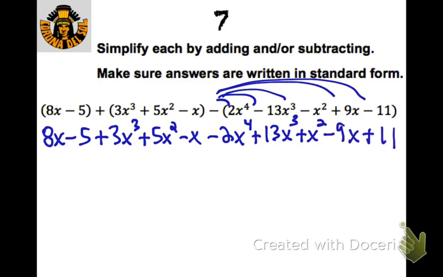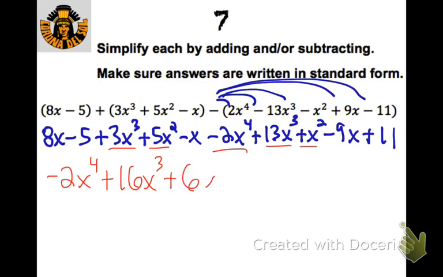All right, so we also want to write it in standard form, so we're going to look for the highest power we can find. So it looks like this one, so that's going to be negative 2x to the 4th. The next one, I'm going to look for some cubes. So I have 3x cubed and 13x cubed, so that's going to be 16x cubed. Then I'm going to start looking for some squared. So I have 5x squared, I have a 1x squared, so that makes 6.